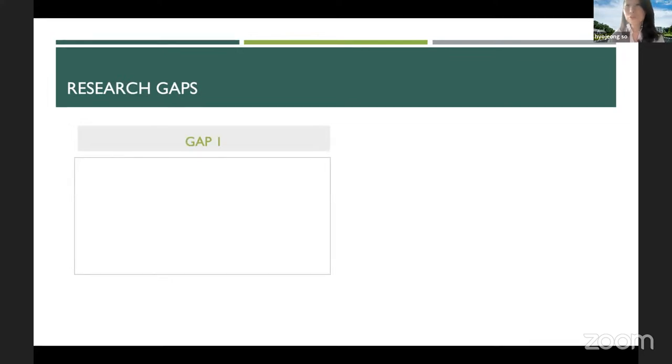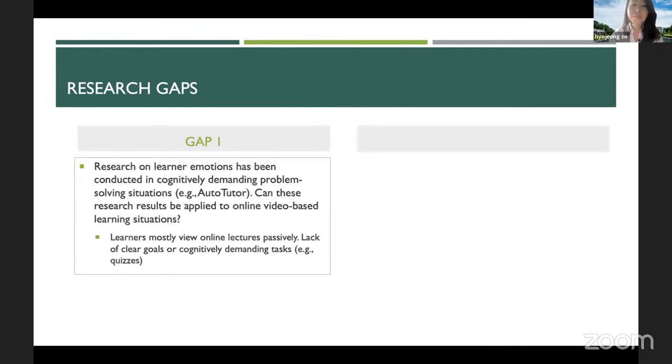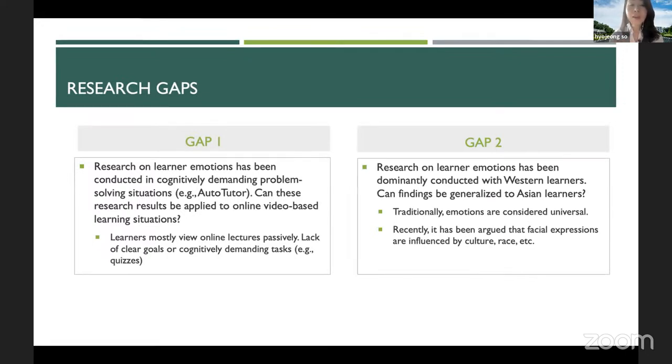Therefore, I tried to do my own classification. And also I found that there are two research gaps. The first research gap is that existing research on learner emotions is mostly based on very cognitively demanding problem-solving situations like AutoTutor. But the situation that I want to focus more on is online video-based learning, where learners are kind of passive and watching the video lecture. And the second research gap is that most research was done with Western learners. Therefore, I question whether we can transfer or generalize their findings to Asian learners. Of course, emotions are considered to be quite universal, but I also think that some parts are quite cultural or situational as well.